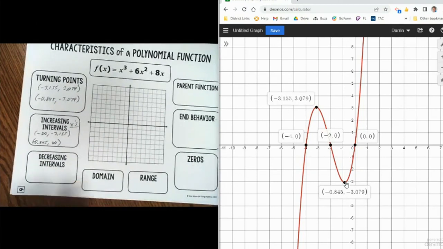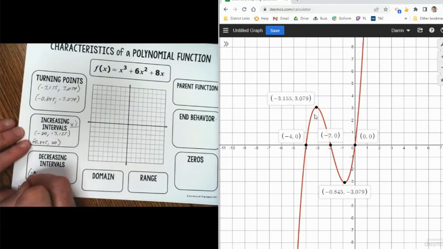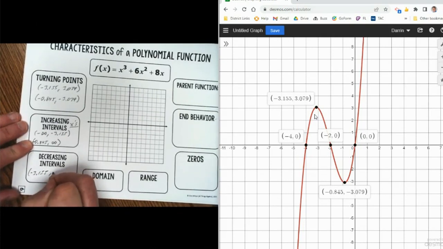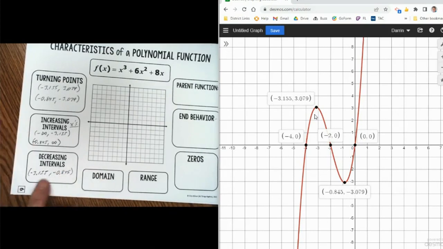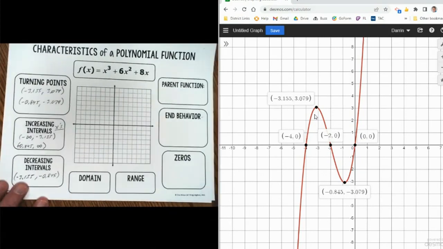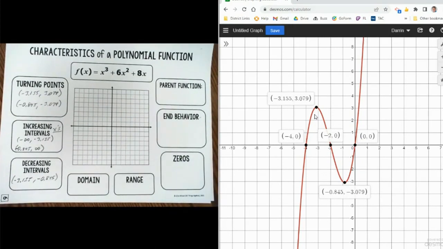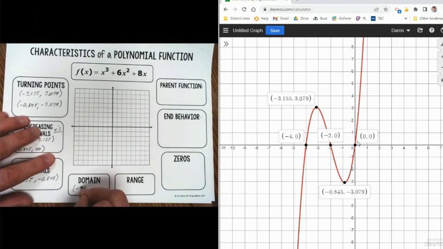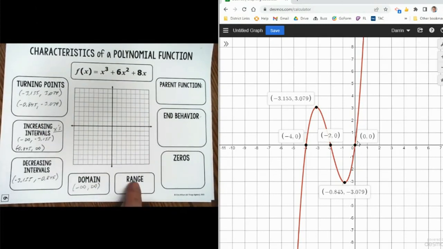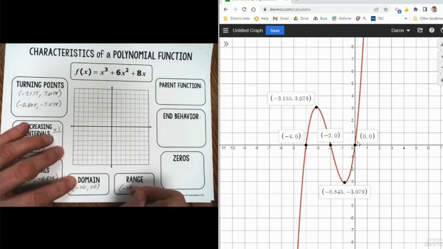The only decreasing interval is in between the two turning points. When x is at negative 3.155 until it gets down to negative 0.845, in between there, the graph is going down. The y values are going down. So again, the domain, all the x's, goes from negative infinity to infinity. A lot of these do that apparently. And our range for this graph goes from negative infinity to infinity.